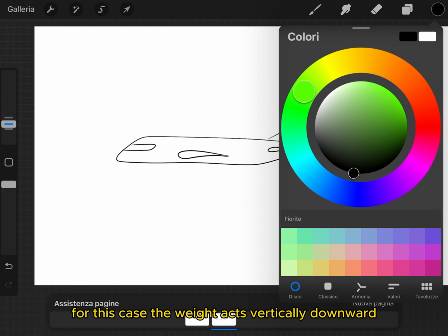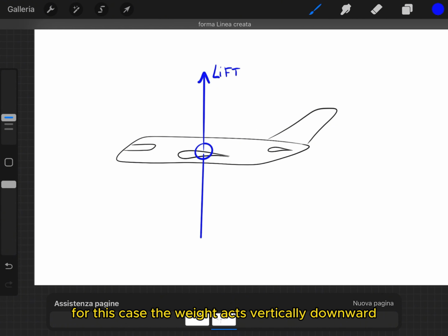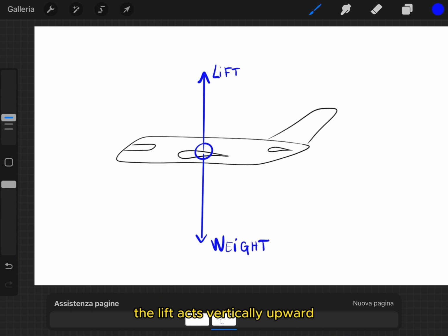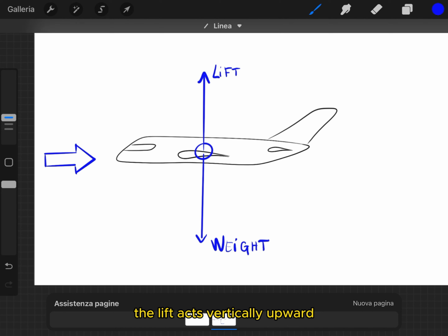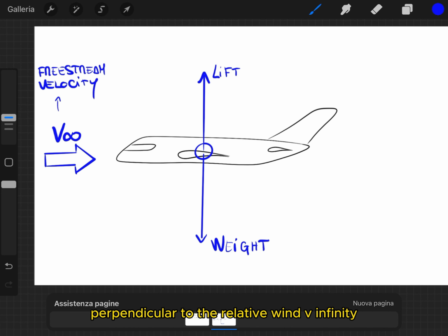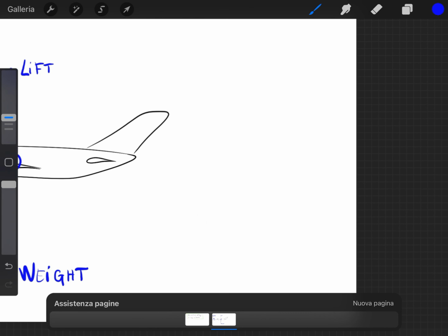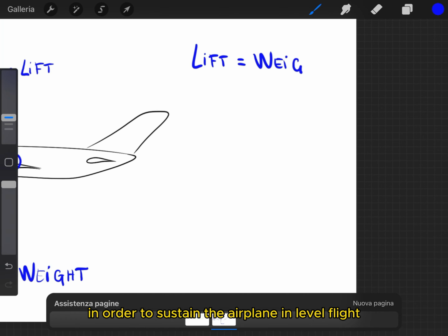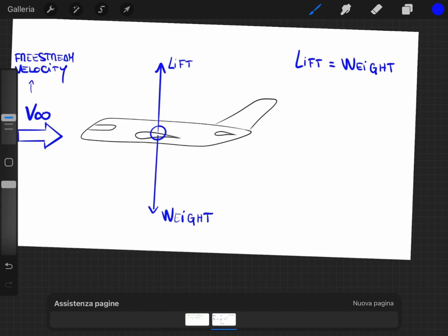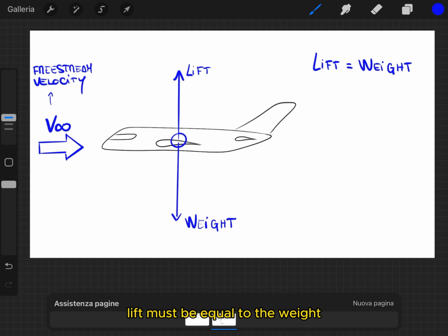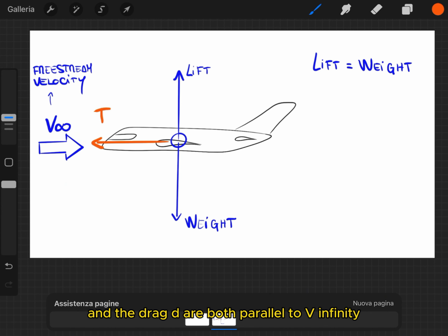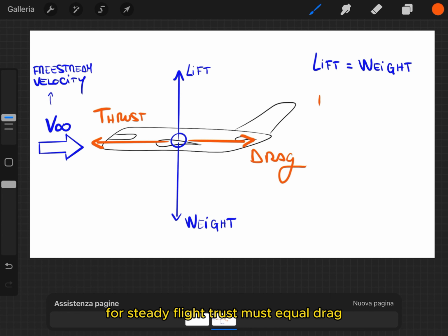For this case, the weight acts vertically downward. The lift acts vertically upward, perpendicular to the relative wind V infinity. In order to sustain the airplane in level flight, lift must be equal to the weight. The thrust T from the engines and the drag D are both parallel to V infinity. For steady flight, thrust must equal drag.